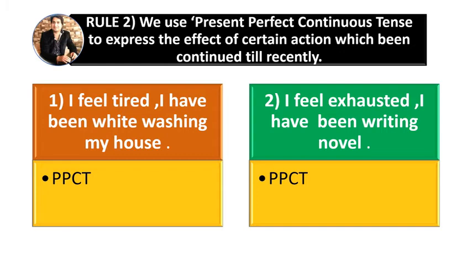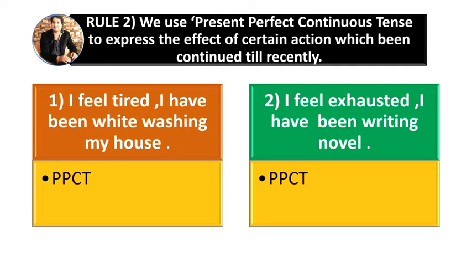Now student, there is another rule: we use the present perfect continuous tense to express the effect of a certain action which has been continuing till recently. This rule is just a subordinate rule of rule one, that we make use of the present perfect continuous tense to express the effect of a certain action. The effect of a certain action is very important.